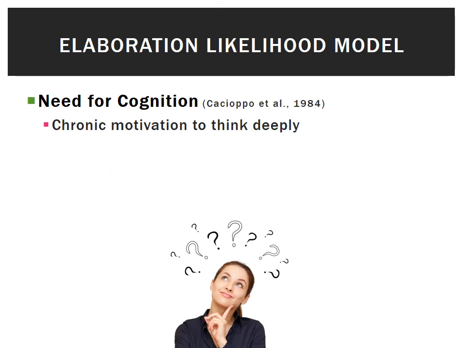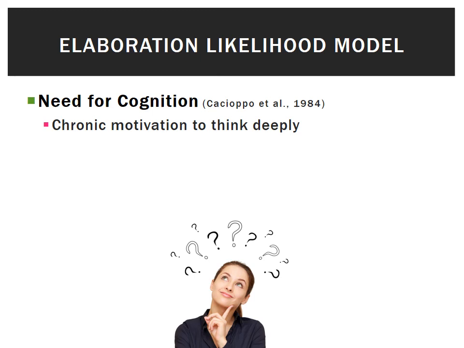So the need for cognition, basically what this means is a chronic motivation to think deeply. So the ones from the previous slide, personal relevance and accountability, those are a little more situation specific. So in a certain situation, you're more or less accountable for your decision, or a certain situation is more or less personally relevant. Need for cognition is a bit more stable. It's a bit more of an individual difference. So some people are more motivated to think more deeply most of the time, whereas other people are not.